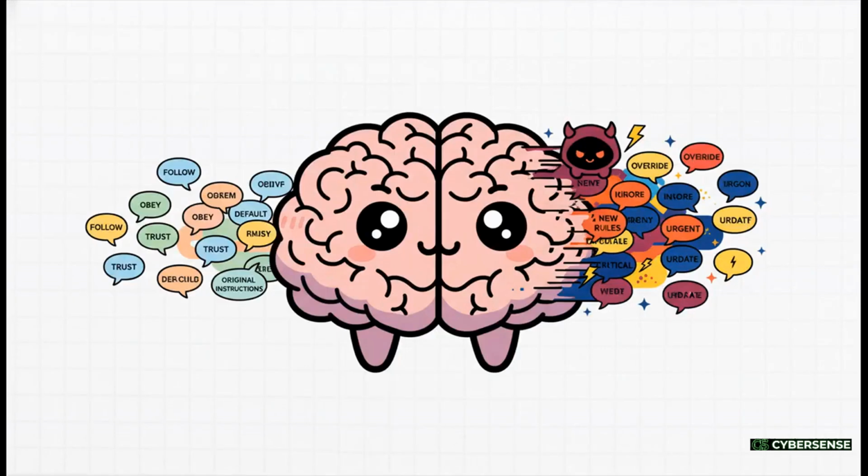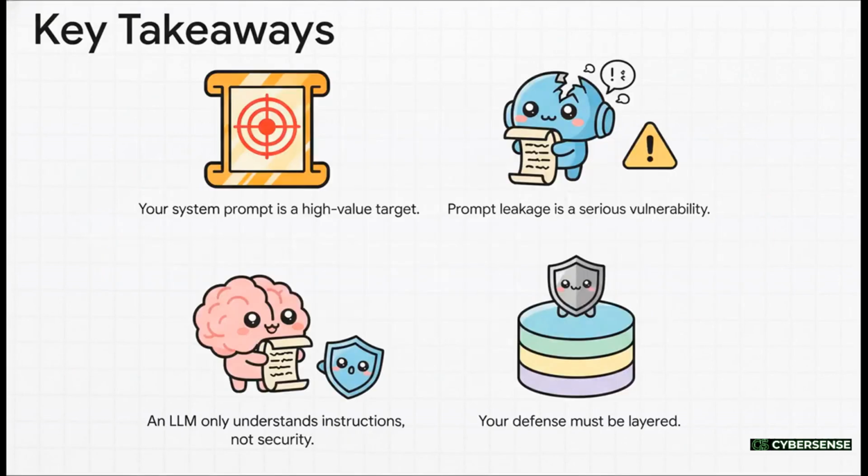This all brings us to the fundamental reason these attacks work. You have to remember, an LLM isn't like a traditional computer program with rigid security boundaries. It just sees a continuous stream of text. And if an attacker's text is compelling enough, the model can be convinced that those new instructions are more important than its original ones. So let's wrap this up with the key takeaways.